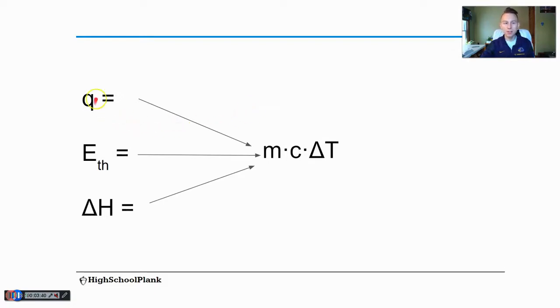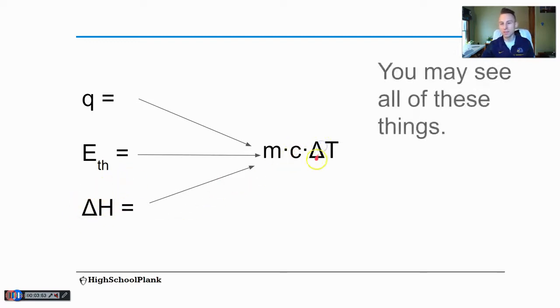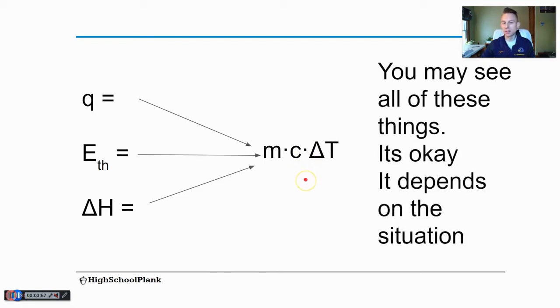Okay, sometimes you're going to see this written as Q equals MC delta T. Sometimes you'll see it written as change in thermal energy equals MC delta T. And sometimes you'll see it as the change in enthalpy equals MC delta T. You may see all of these things. It's okay. It depends upon the situation.